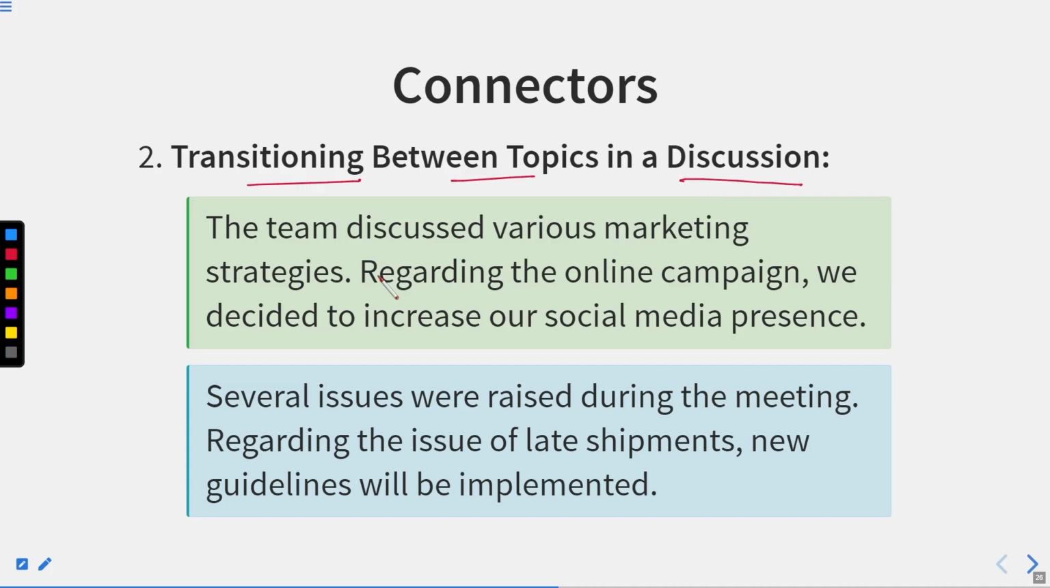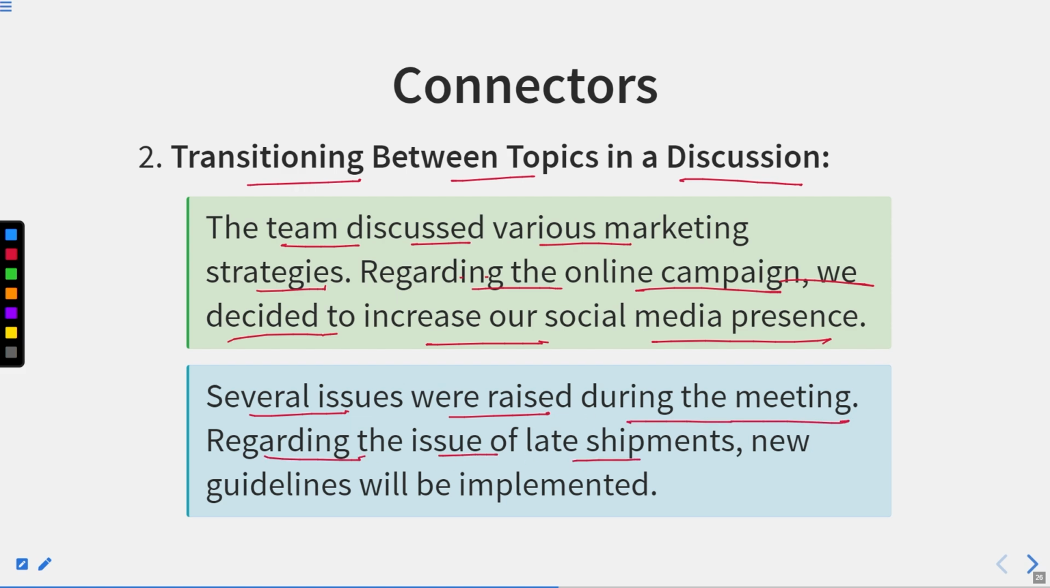Transitioning between topics in a discussion. The team discussed various marketing strategies regarding the online campaign. Okay, we decided to increase our social media presence. Several issues were raised during the meeting. Regarding the issue of late shipments, new guidelines will be implemented.